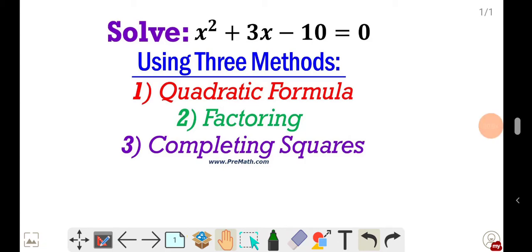Let us see how to solve quadratic equations in three methods. Solving a quadratic equation means finding the solution sets, or the zeros, or the roots of the given quadratic equation. Those roots are the points where the graph of the given quadratic equation crosses the x-axis. So there are three methods usually used. Those methods are the quadratic formula method, factoring, and the completing the square method. Let us see step by step.